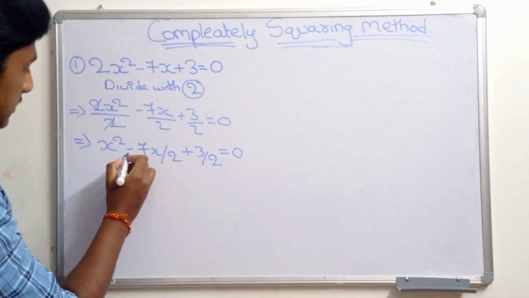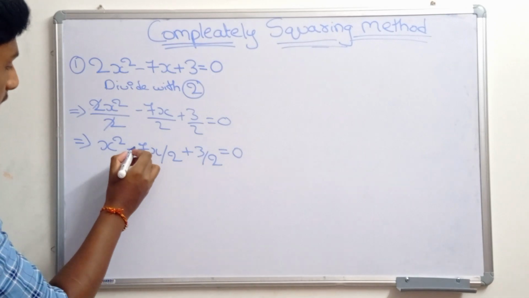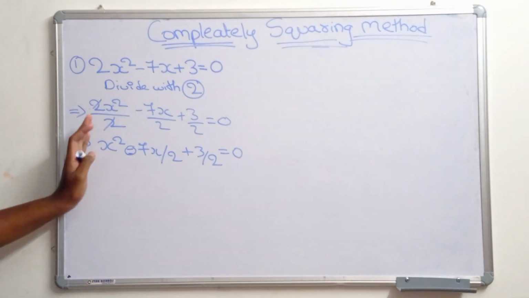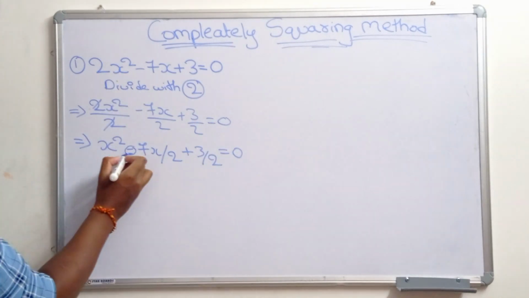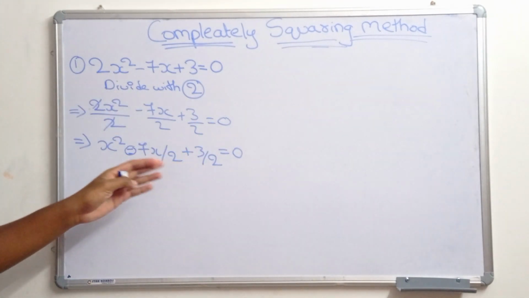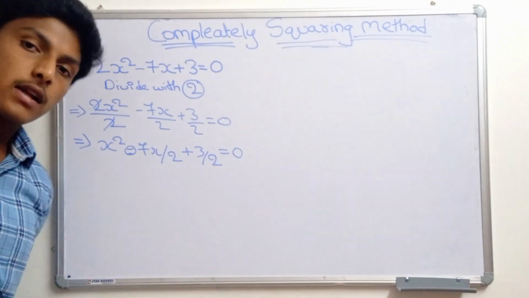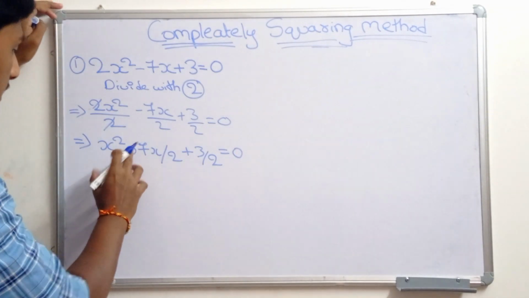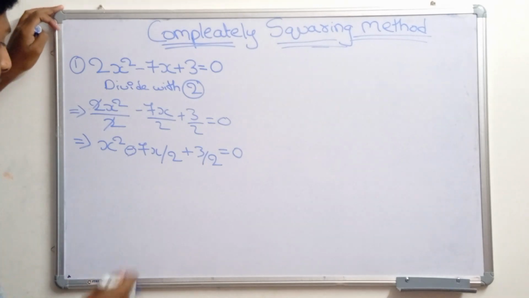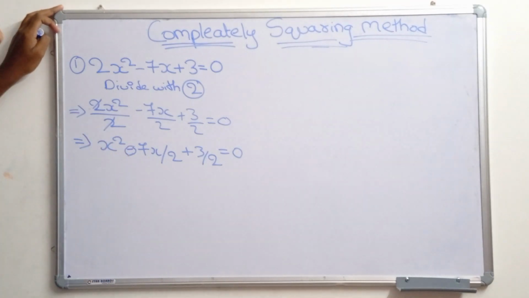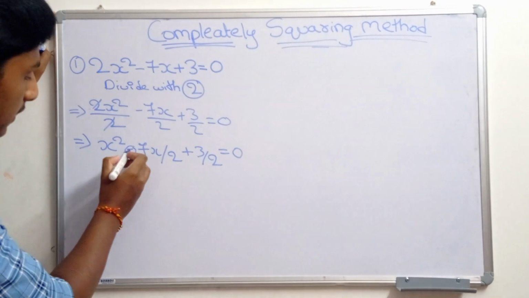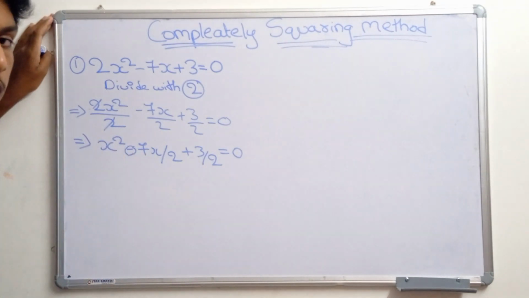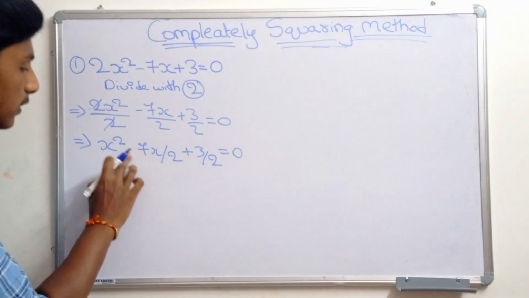If here the sign is minus, you have to write the half of the equation in the form of a minus b whole square. If it is plus, you have to write the half of the equation as a plus b whole square. Guys, is it clear? If here the sign is plus, you have to write the whole equation in a plus b whole square method. If here it is minus, you have to write the whole equation in a minus b whole square method. Now I'll show you how to write.